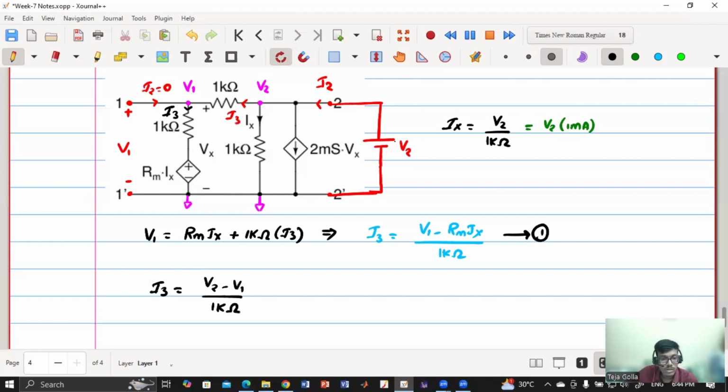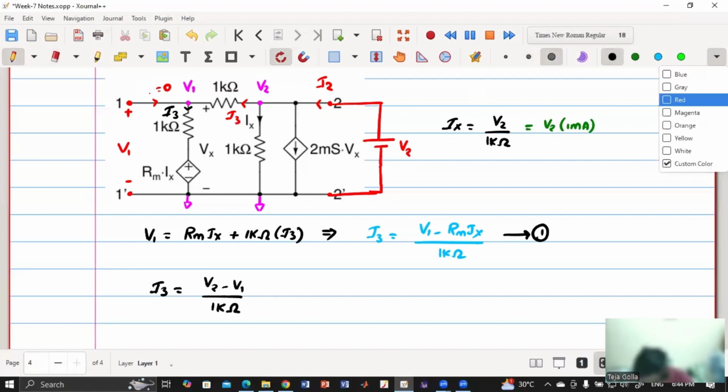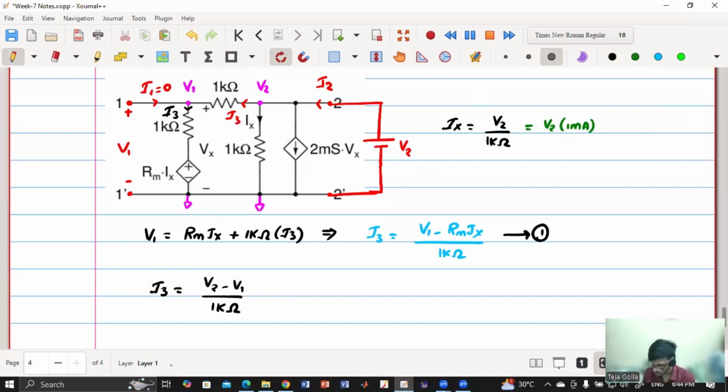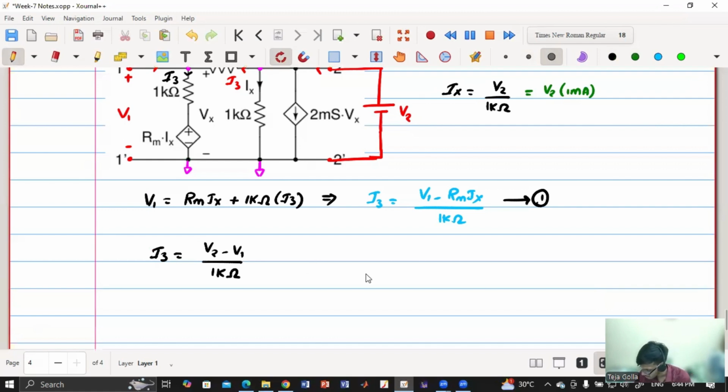Sorry, I1 would be 0 now. Yes, you are right, this is I1, not I2. Thanks for pointing out. So I1 is 0, so this current is the same as this branch current. Both the 1 kilo ohm resistors carry the same current. So I got I3 from this 1 kilo ohm, and this is my equation 2.